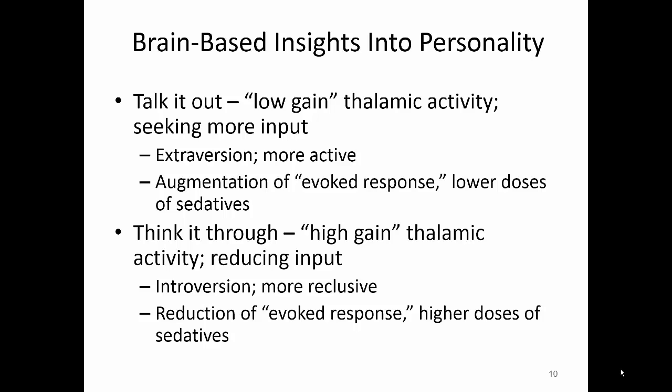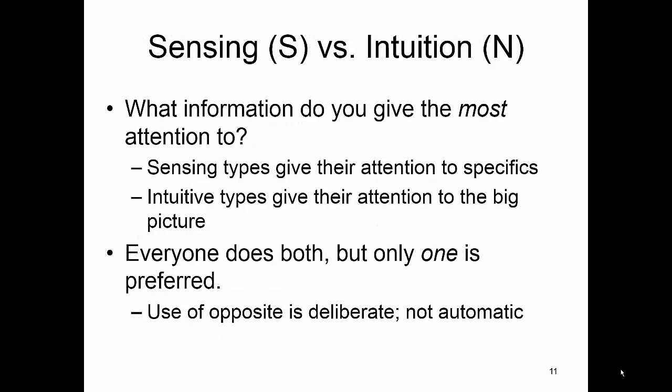Our next personality type dimension relates to what you pay the most attention to. If you consider what you give most of your attention to, you will find that you are either more comfortable with specific facts or with relationships that reveal a big picture. Remember that as we look at this preference in learning, everyone does both of these, but they only prefer one. The non-preferred way of giving attention has to be used deliberately.